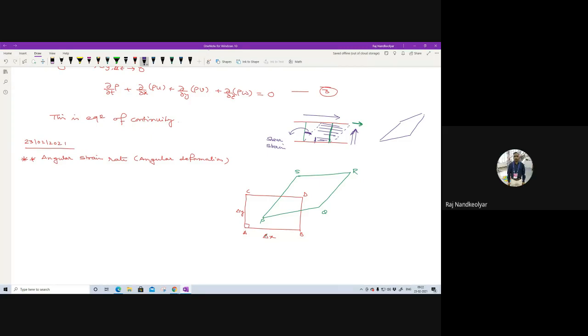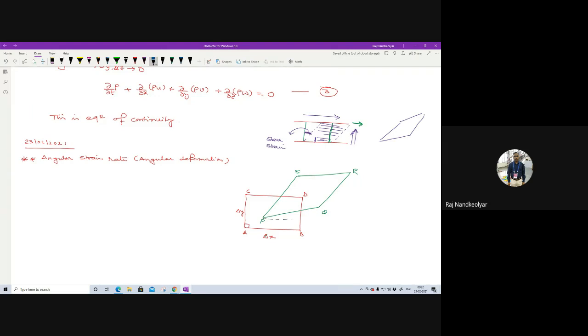So this figure is a combined figure actually. What I've drawn as PQRS is a combined figure where you are having all the deformations. So along the x-axis as well as along the y-axis, all the deformations are there. So let us take that.